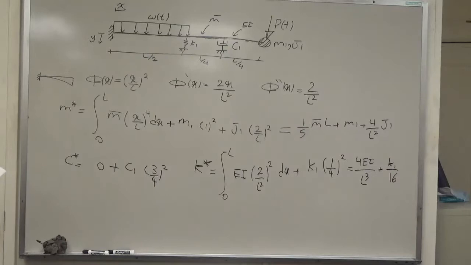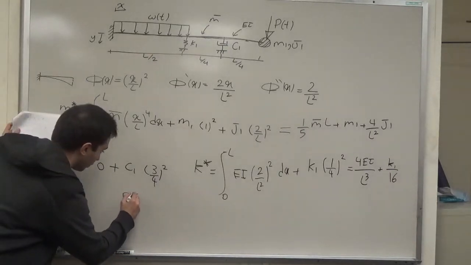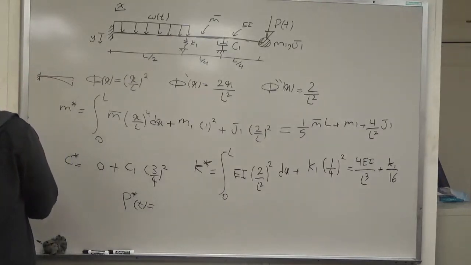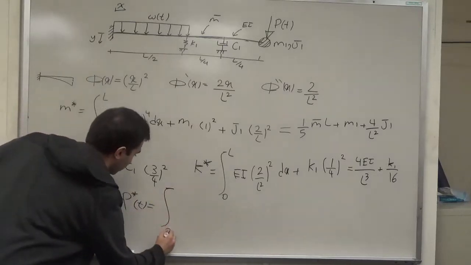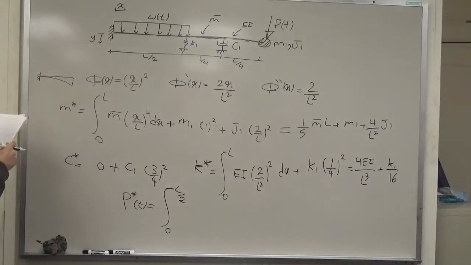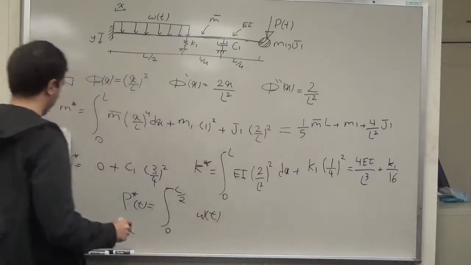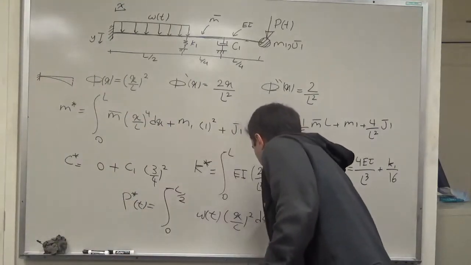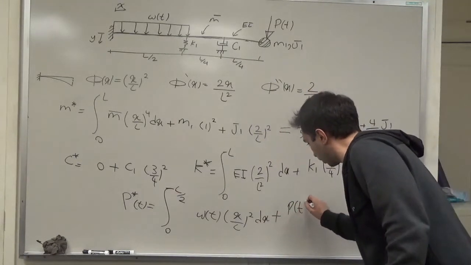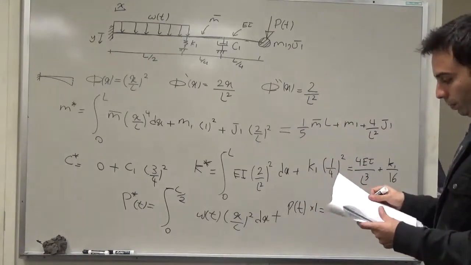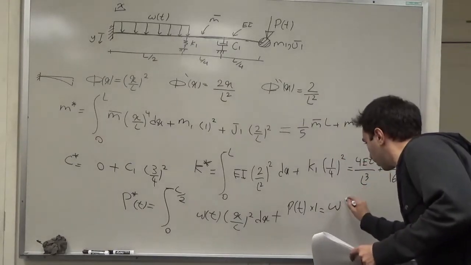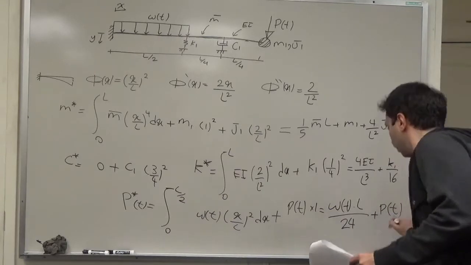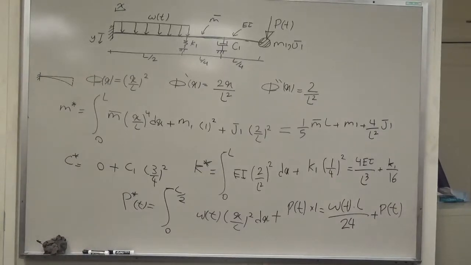And then now we have the load, and the equivalent load P asterisk is the integral over the structure of the distributed loads. In this case, the load is acting from 0 to L over 2, so it's WT from 0 to L over 2 multiplied times phi of x, which is x over L squared, dx, plus the load PT multiplied times the phi at that location, and that's 1. There are no more loads, and there are no concentrated moments, so let's do that integral. Since we are integrating up to L over 2, when you do the integral, you get WT L over 24 plus PT.